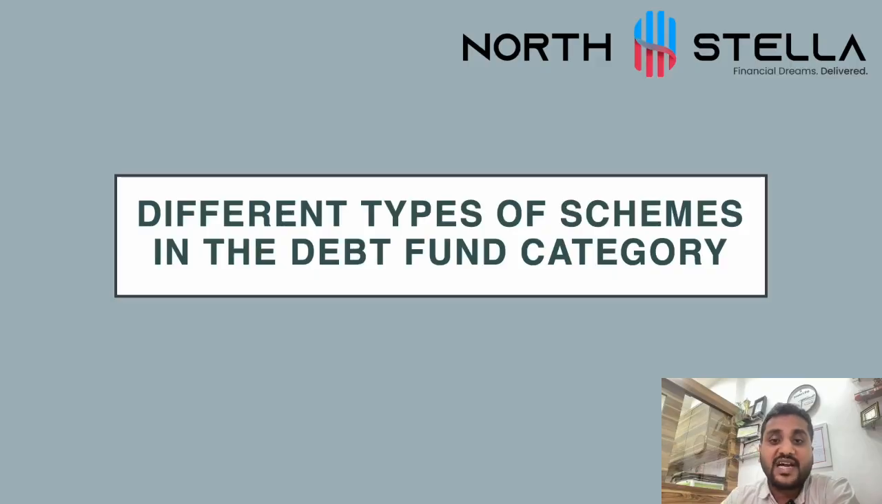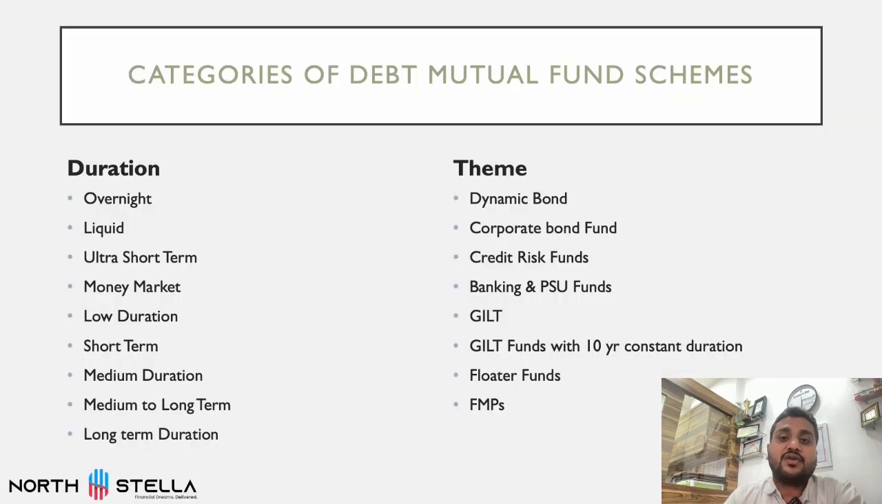So let's find out the different types of schemes in the debt fund category. With this information you will be able to understand debt mutual funds much better and the categories in which they are available. Debt mutual funds are basically divided into two categories: one is on the basis of duration and the other is on the basis of theme.